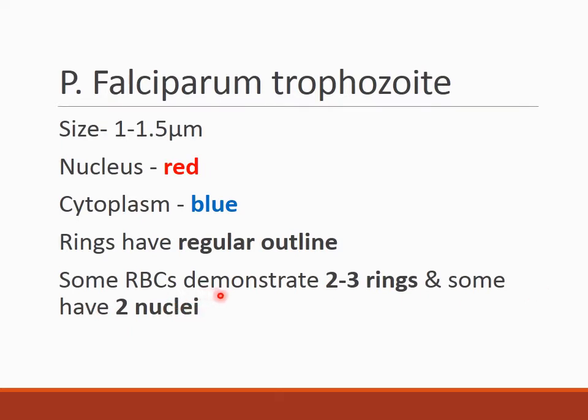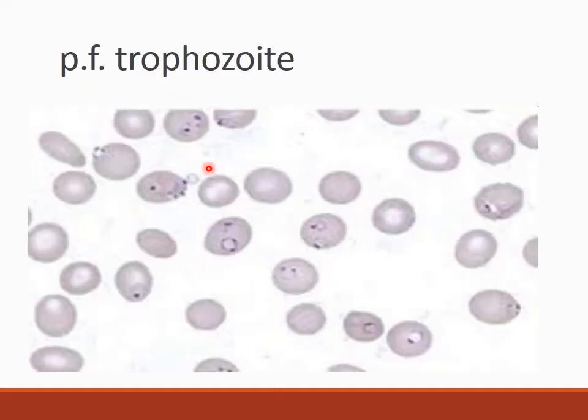So this is the special feature of trophozoite of Plasmodium falciparum, where RBCs will show more than 1 ring, and also in one ring more than 1 nuclei can be present. This is the image where it shows one RBC within which the trophozoite is present with more than 1 nucleus, and here you can make out in these RBCs more than 1 ring forms are present.